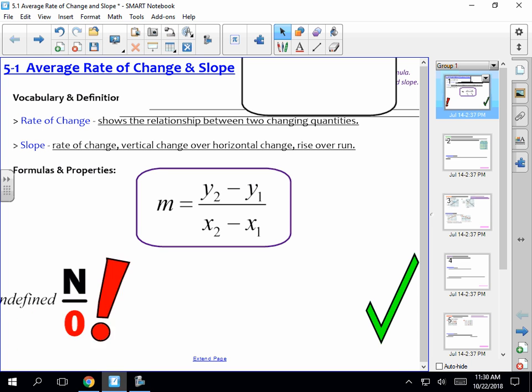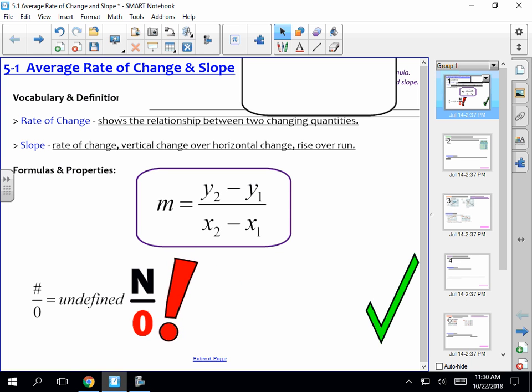The biggest mistake students make is switching up the y's and the x's. The formula is y2 minus y1 over x2 minus x1. I'll show you when we get to the examples what we mean by that. The subscripts mean two separate points. So given two separate points in the coordinate plane, you can find the slope using this formula.